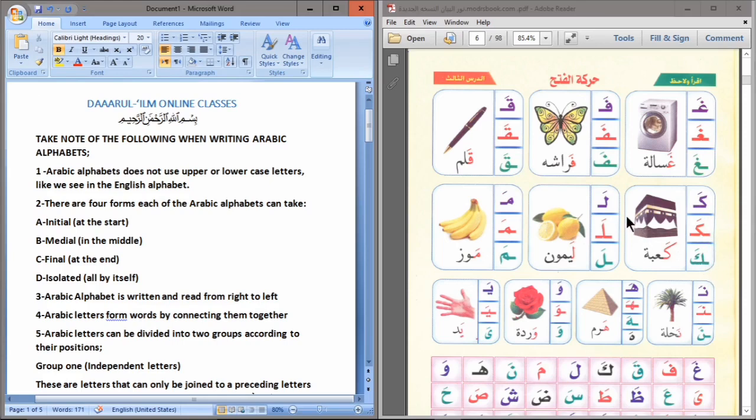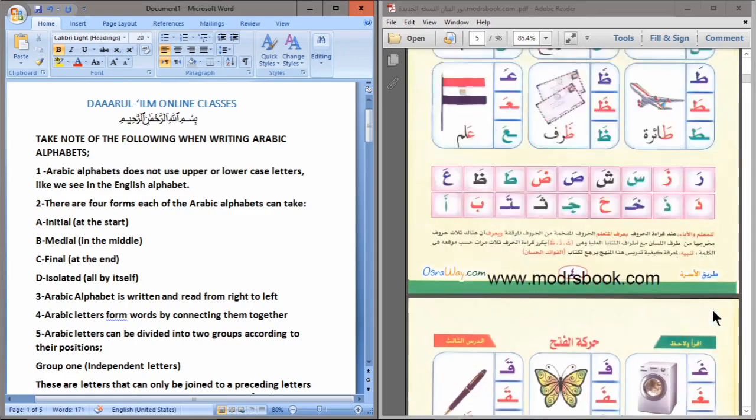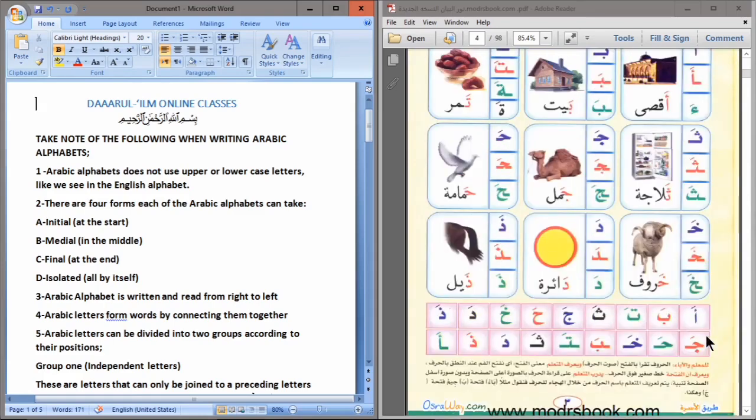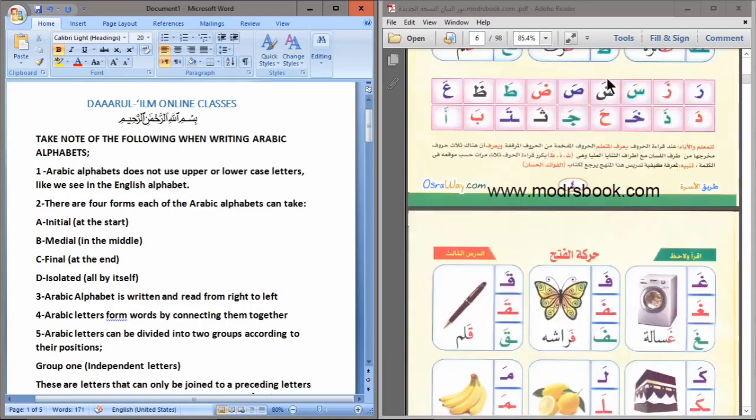This is Lam at the beginning, Lam in the middle, and Lam at the end. This is Mim at the beginning, Mim in the middle, and Mim at the end. Likewise to Nun at the beginning. You will see that Nun is somehow alike to letter Ba. Just that Nun has dots on top, while letter Ba has its own dot below. So that is the difference between Nun and Ba.